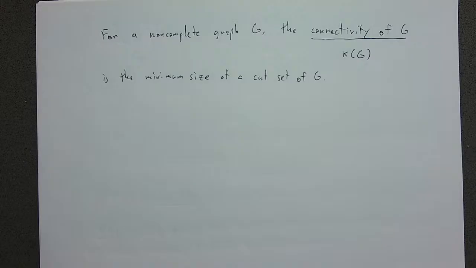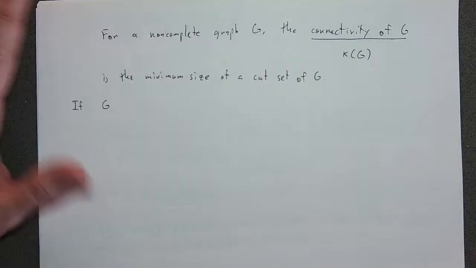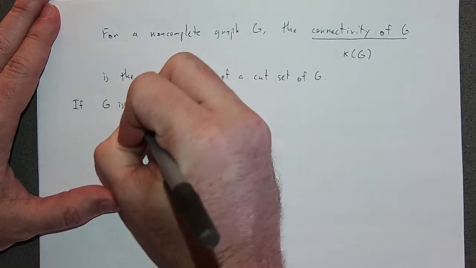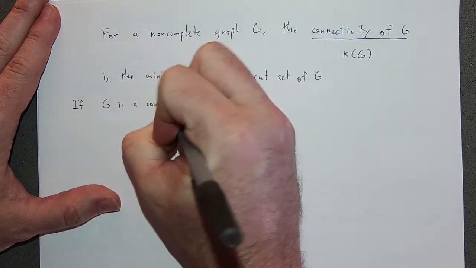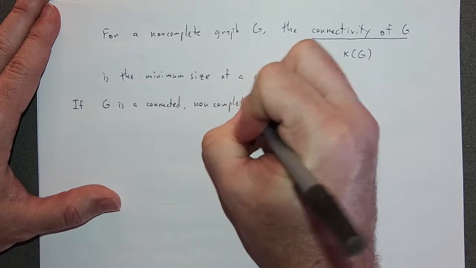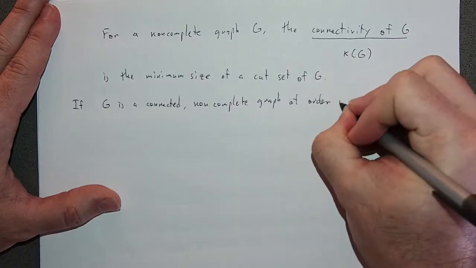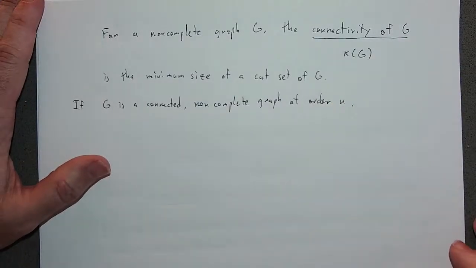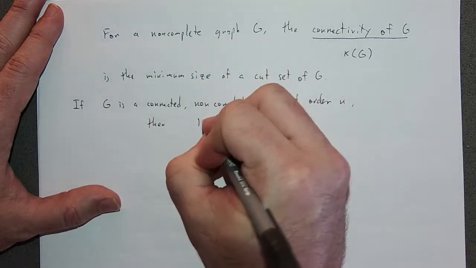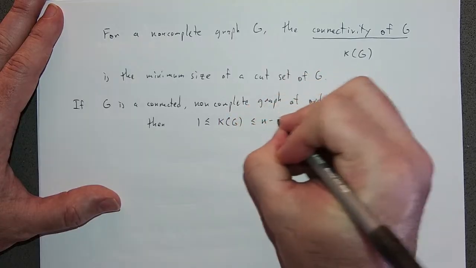So naturally there are some bounds here. So if G is a connected non-complete graph of order n, so it has n vertices, then naturally the connectivity has to be between 1 and n minus 2.